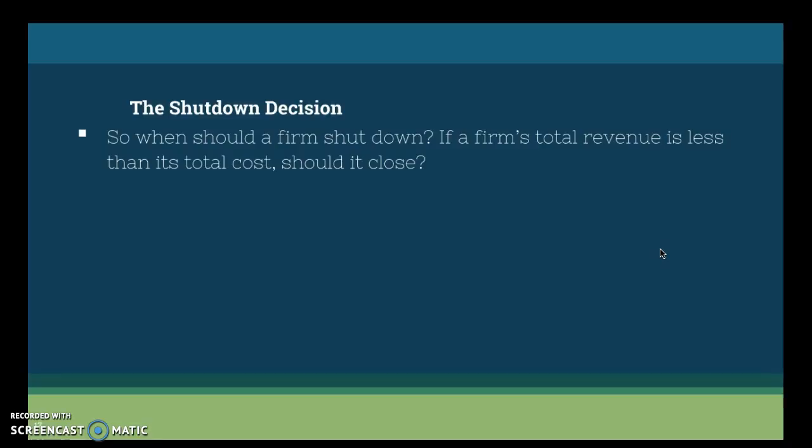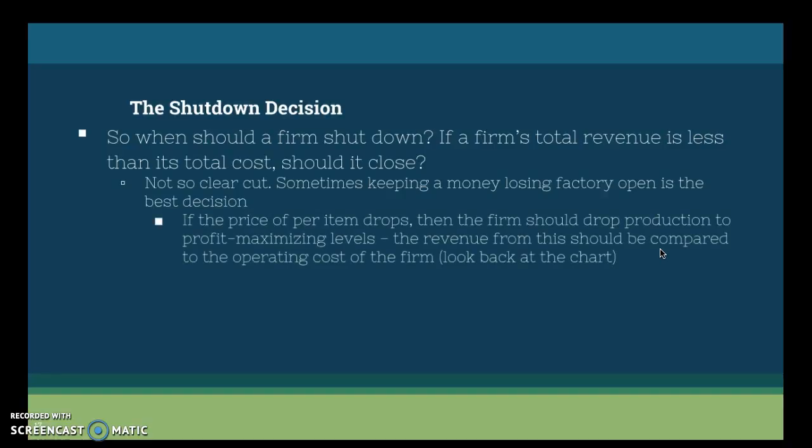If a firm's total revenue is less than its total cost, should it close? In other words, if a beanbag sells for $24 per item, yet a firm is only making $20 an item, should it close? It's really not so clear cut, even if you might think yes. Sometimes keeping a money losing factory open is actually the best decision. Why, do you ask? So if the price per item drops, then the firm should obviously drop production to profit maximizing levels. And we'll look back at this in a minute. So the revenue from this should be compared to the operating costs of the firm.